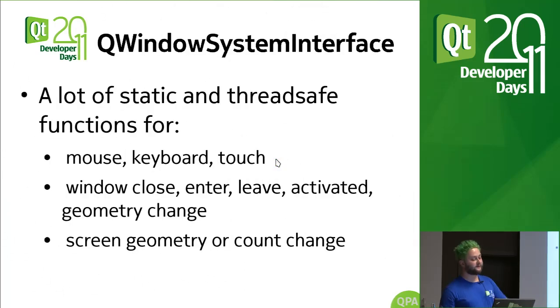So again, a lot of static thread-safe functions. And this list pretty much covers everything. So for mouse, you obviously have move and click and everything. You have keyboard events, you have touch events. You have different window events, close, activated, geometry changed, and some handlers for screen changes. So, for example, if you plug an external monitor into your notebook, then the screen count changes and you would have to call the appropriate function.